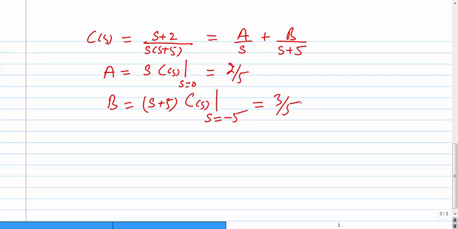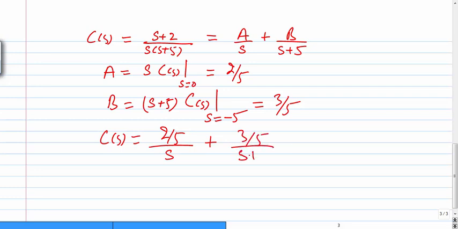If anybody didn't understand how you get this, it's very easy. You can go to my previous video on Laplace transform and Laplace overview. You can know how we calculate it. So from there we have C of s equal to 2 by 5 divided by s plus 3 by 5 divided by s plus 5.